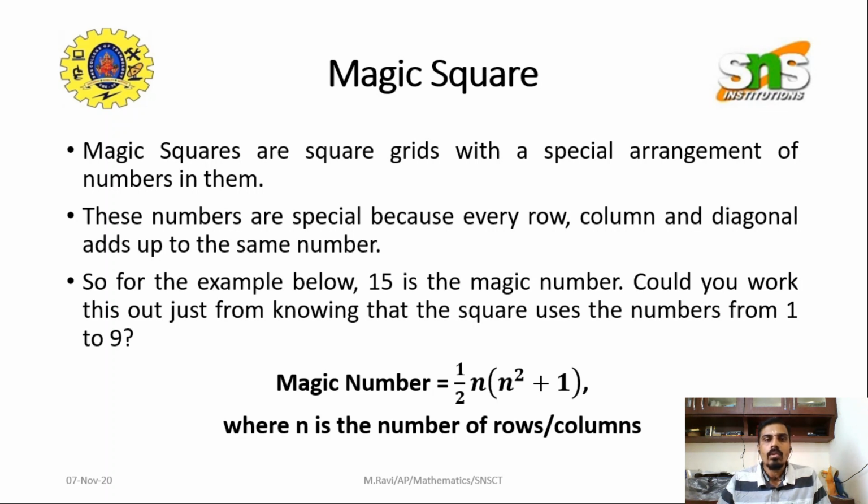Could you work this out from knowing that the square uses the numbers from 1 to 9? So what is the task? You have to use the numbers from 1 to 9 and frame a magic square in which each row, each column and each diagonal adds up to 15. Okay, let us see the example and I will come back to this formula later.